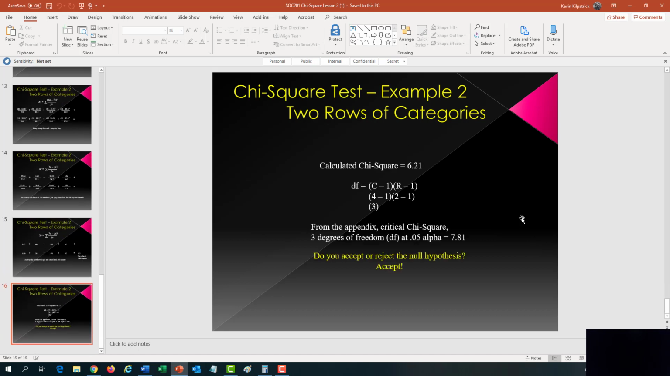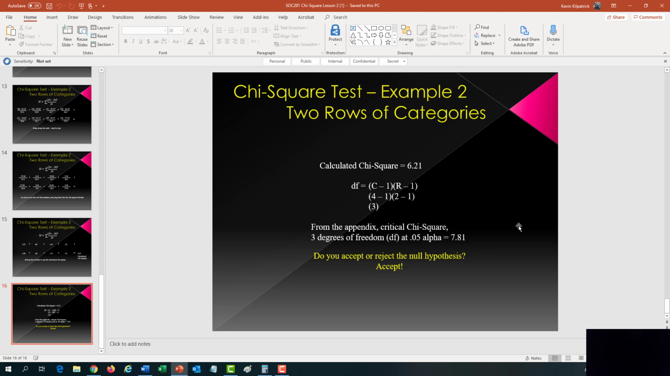Okay? Then you have your calculated chi-square. You have to figure out what the degrees of freedom are. Remember, for a problem with more than one row, it's the number of columns minus 1 times the number of rows minus 1. There are 4 columns, and there are 2 rows. So it's going to be 4 minus 1 is 3, times 2 minus 1 is 1. And it's going to give us the same degrees of freedom.